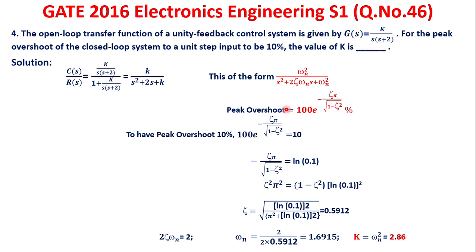So the peak overshoot formula we know for this, considering unit step input. To have peak overshoot of 10%, we have to equate this to 10, so 10 by 100 is 0.1. Taking natural logarithm, ln of e power this is this, so ln 0.1. Then squaring on both sides I have done. Then after simplifying, we get zeta. So this zeta is actually ln of 0.1 squared divided by pi square plus ln of 0.1 squared. So we can change it if you want.